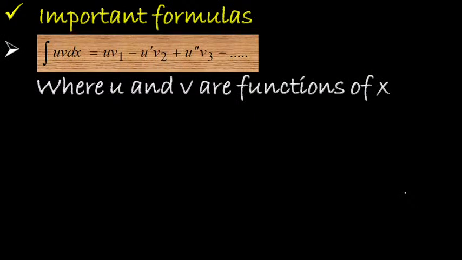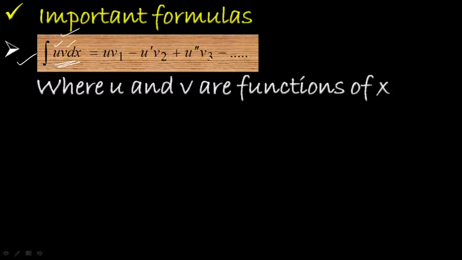Before I enter into the problem, let me have a short look over the important formulas that we are going to use in the problem. The very first important formula you should know is Bernoulli's formula, that is integral u v dx is equal to u v1 minus u dash v2 plus u double dash v3 minus etc. We make use of this formula whenever we have the product of functions in an integral. Both u and v are functions of x, so if it is a product of functions, then we make use of the formula to evaluate the integral.